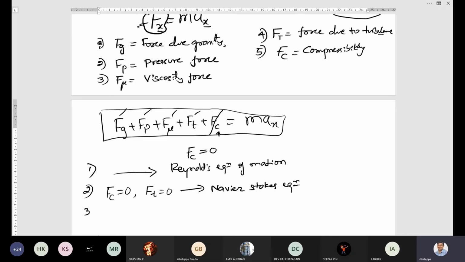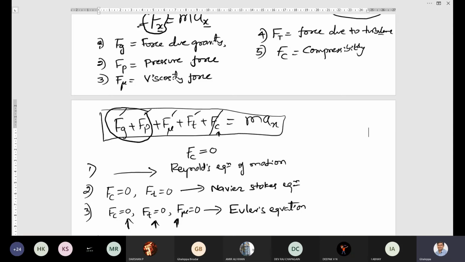The third type of equation in fluid mechanics is, if you neglect the compressibility force as well as the turbulence force as well as the viscosity force also, that type of equation we will call Euler's equation of motion. Euler's equation. So in our fluid mechanics course, we are not dealing with the first 3 kinds of equations, we are dealing with only these two. We will derive the equation for Euler's equation.